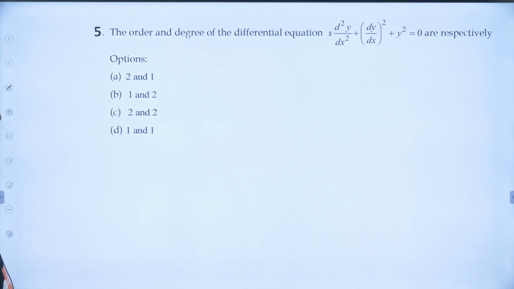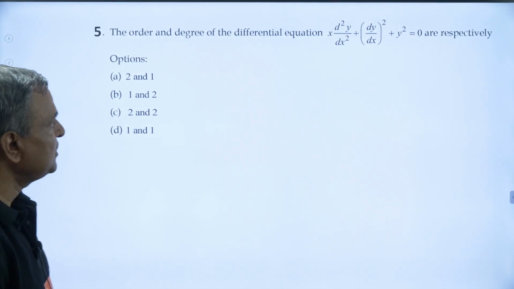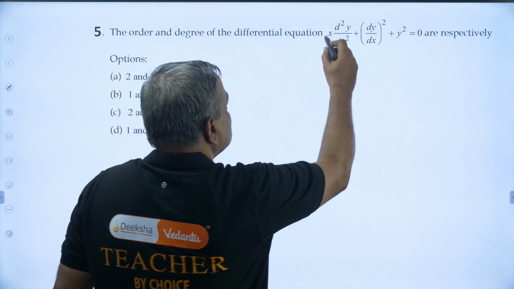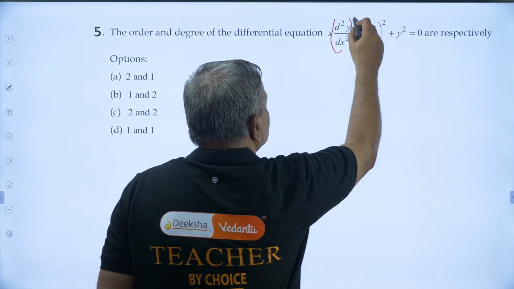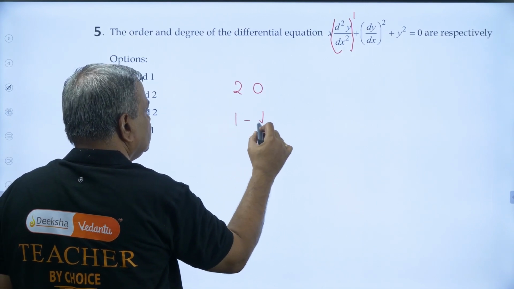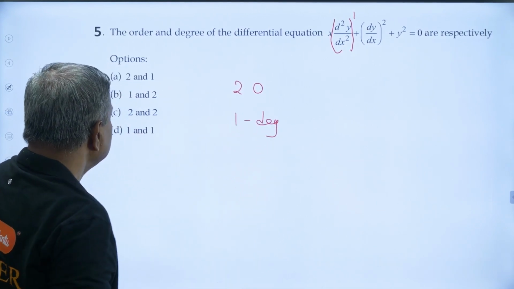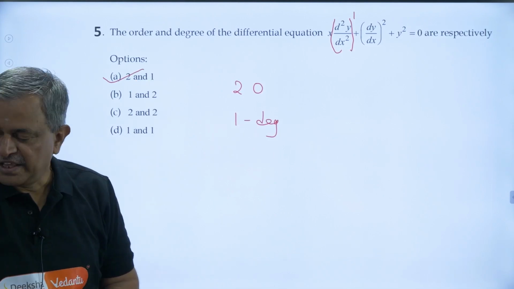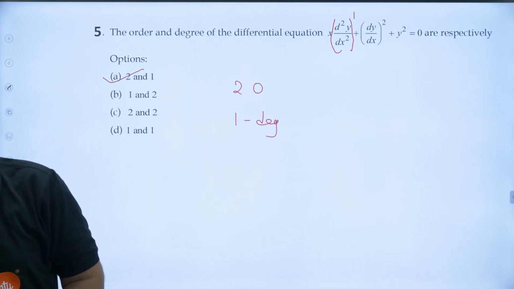Next, simple question, order and degree of the differential equation. It is a polynomial. Highest order is 2, power on 2 is equal to 1. Second order, 1 degree. Second order and degree 1. Option E is correct. Second order degree 1 is correct.